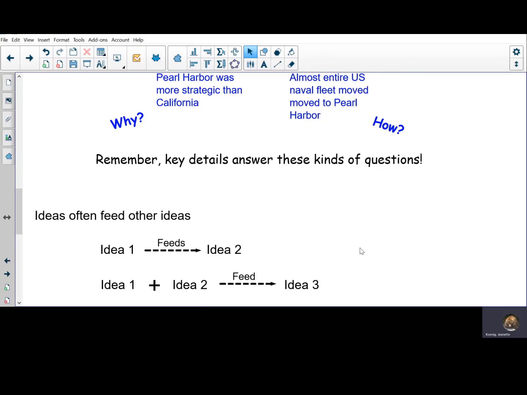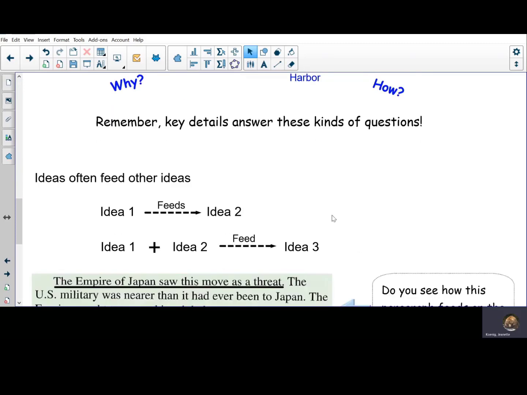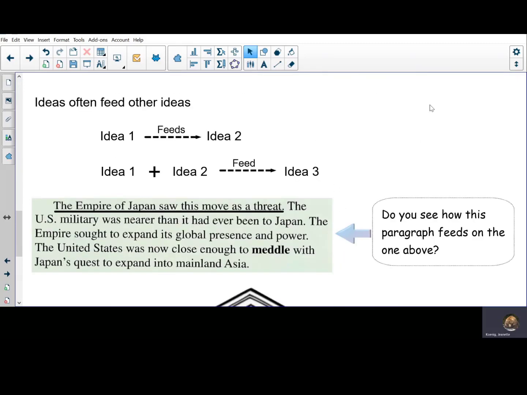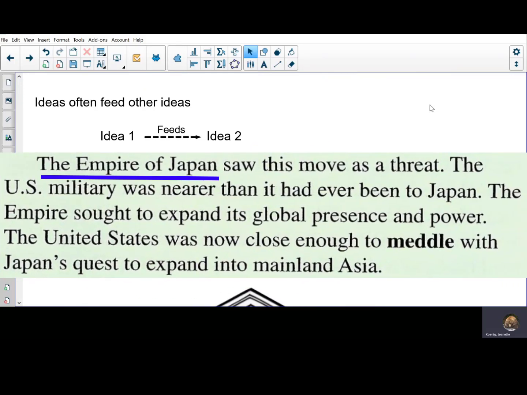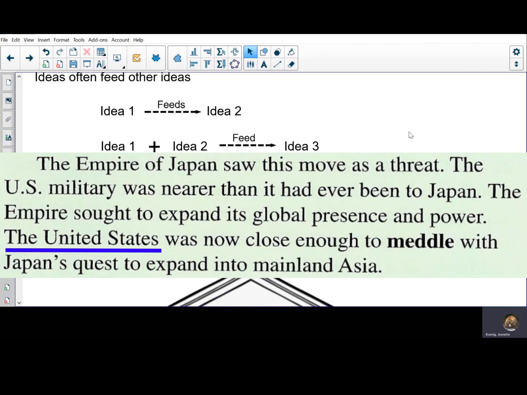So if we look at the next paragraph, we see what happened when we moved the Navy over to Pearl Harbor. The Empire of Japan saw this move as a threat. The U.S. military was nearer than it had ever been to Japan. The empire sought to expand its global presence and power. The United States was now close enough to meddle with Japan's quest to expand into mainland Asia.